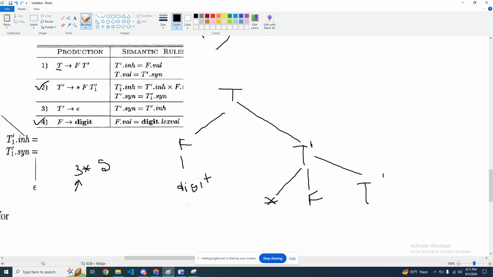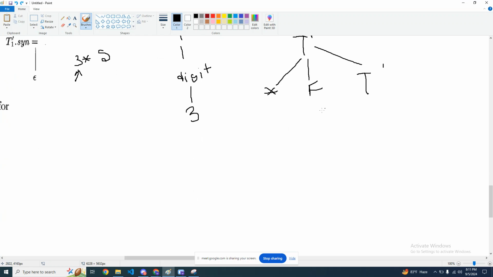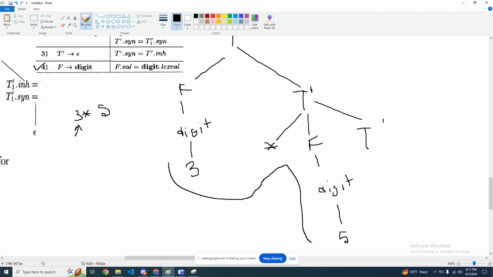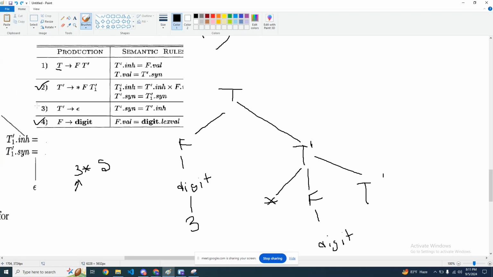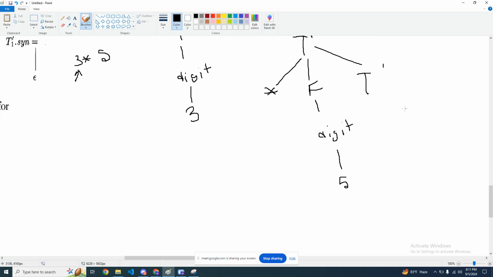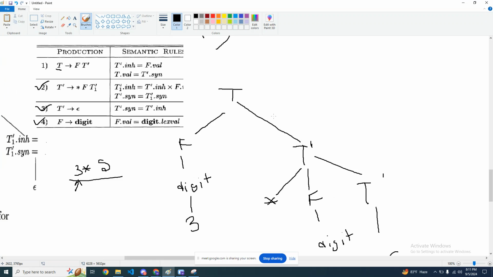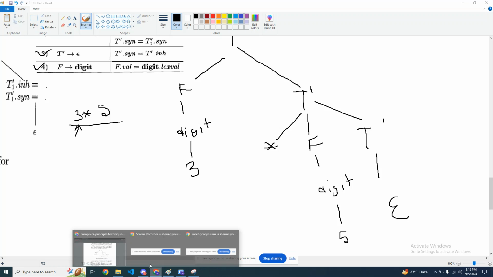So far we have this digit will be 3. So far we have 3 multiplication and we need 5, right? So this F can produce digit, right? And this digit can produce 5. So now we have 3 multiplication 5 and this T prime. But this T prime can be easily converted into epsilon using this rule. So T prime produces epsilon. So here we have generated 3 into 5 from this grammar using the parse tree, right? So this is your parse tree.